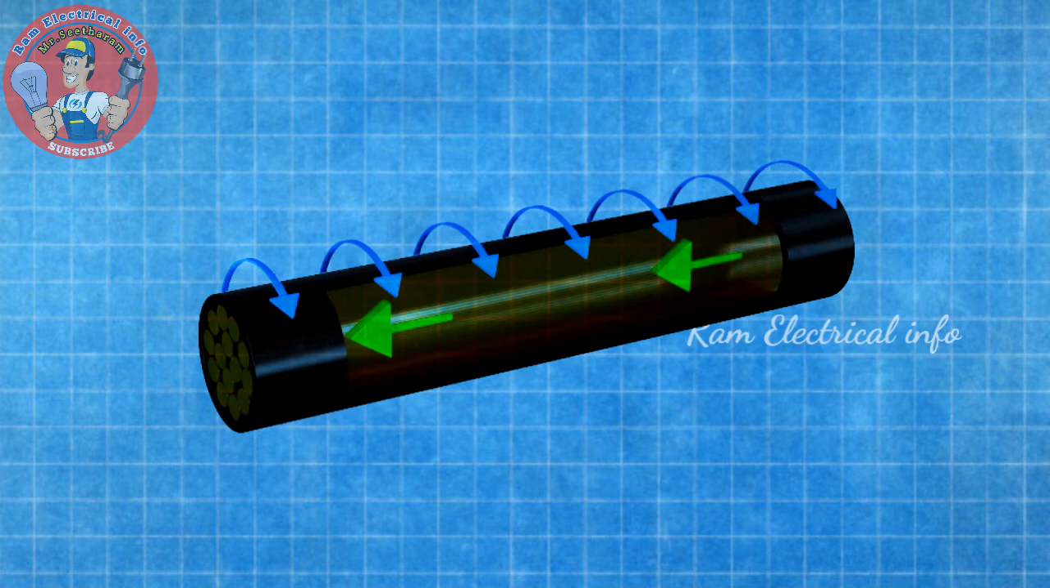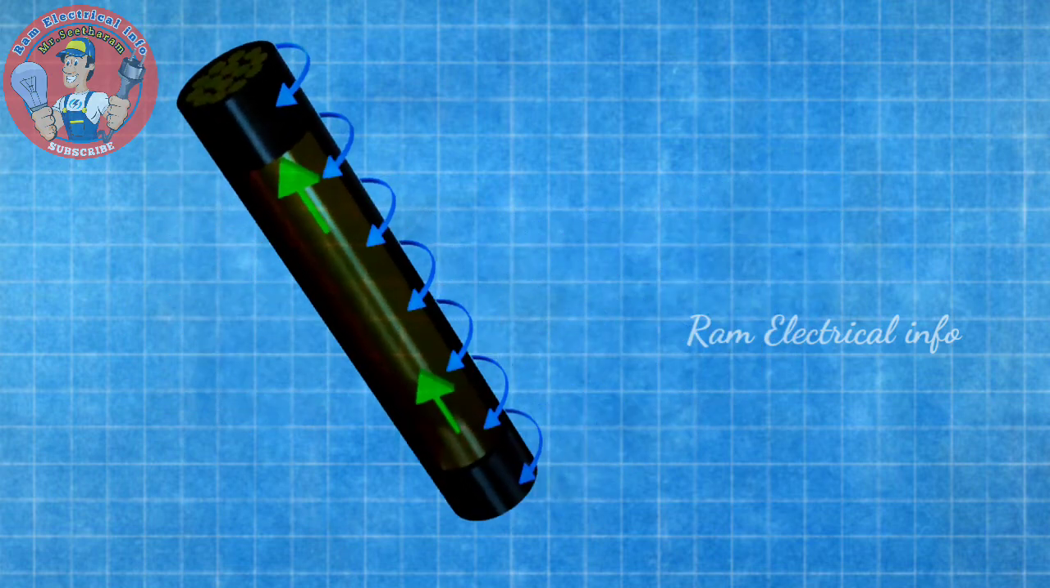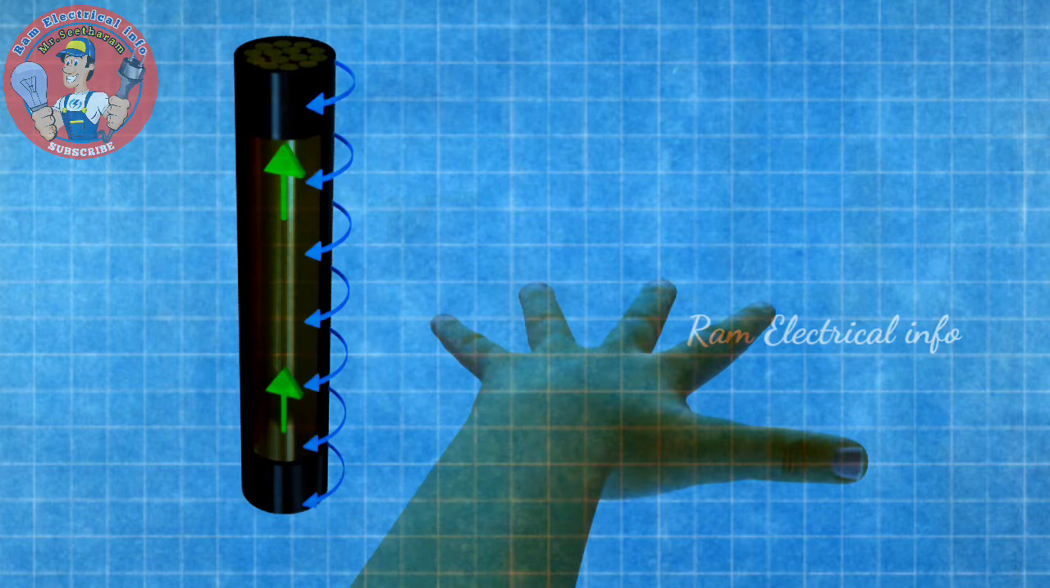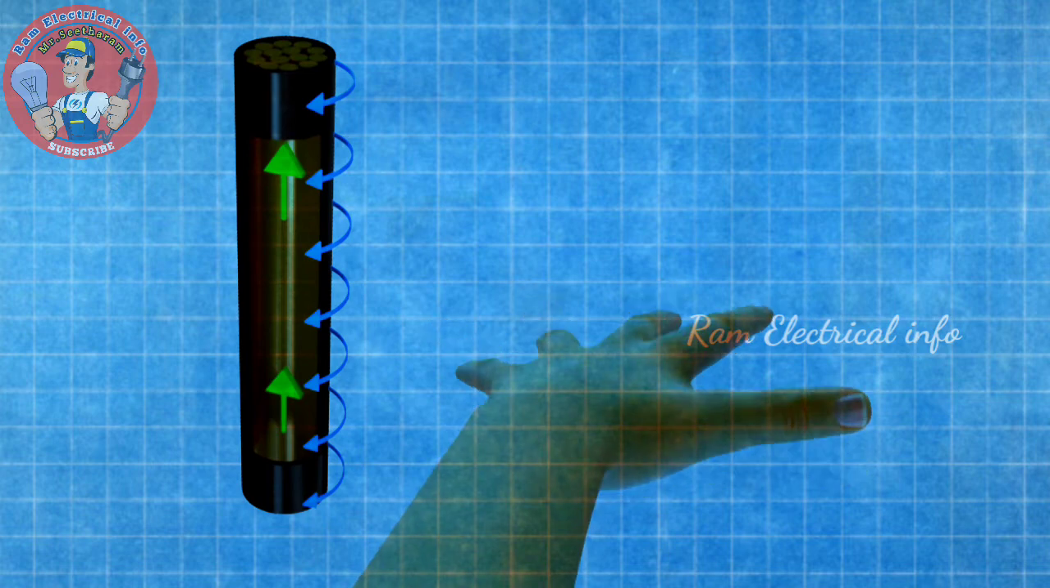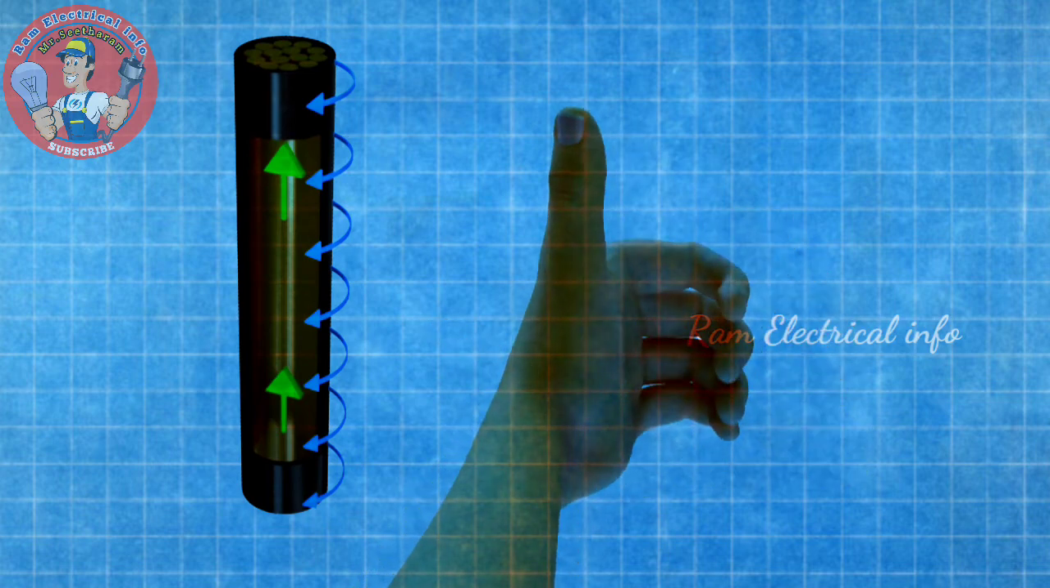A convenient method to determine the direction of magnetic current flow is to use the left-hand rule. The left-hand rule states that by pointing your thumb in the direction of the current, your fingers will naturally curl in the direction of the flux of the magnetic field.